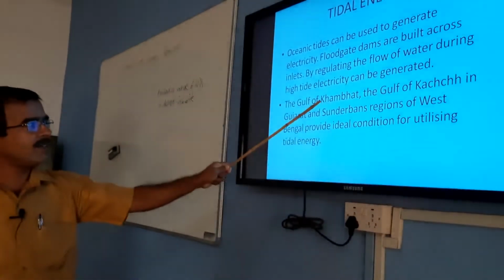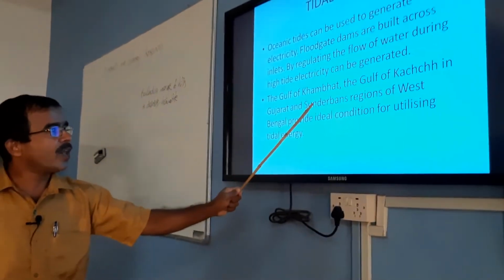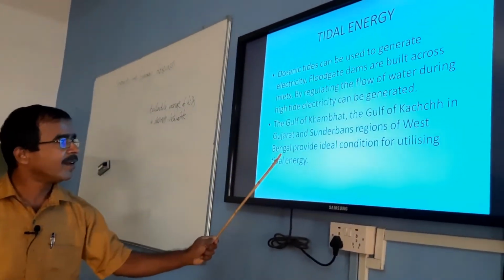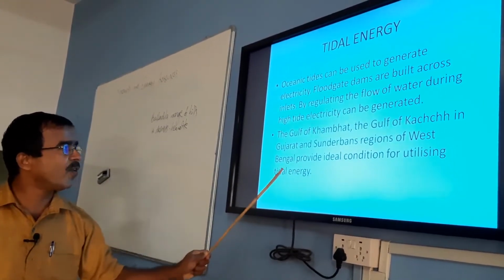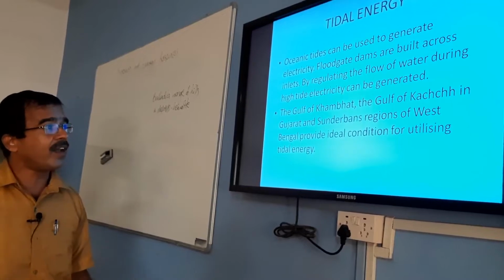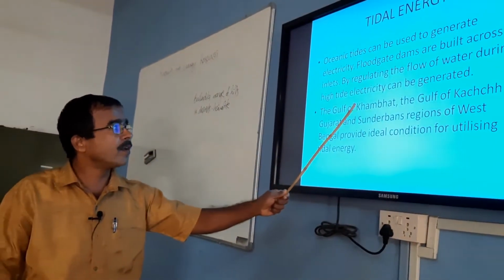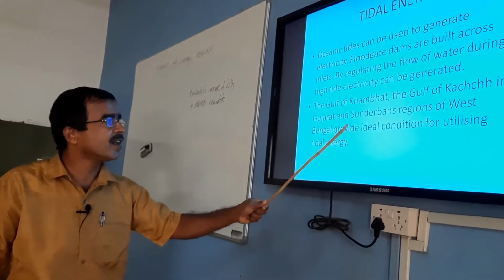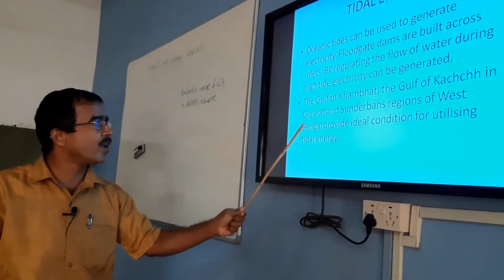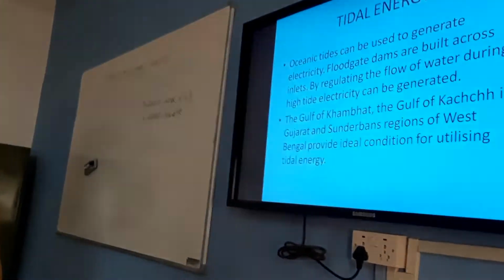The Gulf of Khambhat, the Gulf of Kutch, both in Gujarat, and the Sundarban regions of West Bengal provide ideal conditions for utilizing tidal energy. We cannot produce tidal energy everywhere. There should be certain ideal conditions. Those ideal conditions are available in the Gulf of Khambhat and Gulf of Kutch in Gujarat and the Sundarban regions, the delta region of West Bengal. Okay, let us watch that video.